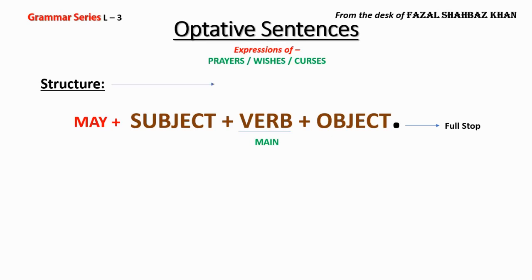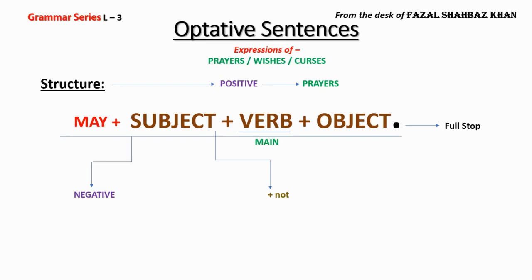So if the structure remains the same way it appears, then it becomes a positive structure of optative. Here positive is for prayers. So like "may you live long". So that's a positive prayer. Keep one thing in mind. If we add "not" to a sentence, like I've said, "may you live long", "may you not live long". So that doesn't look like a prayer anymore, but that does become our negative. And once we have the negative of a positive prayer, that itself becomes a curse.